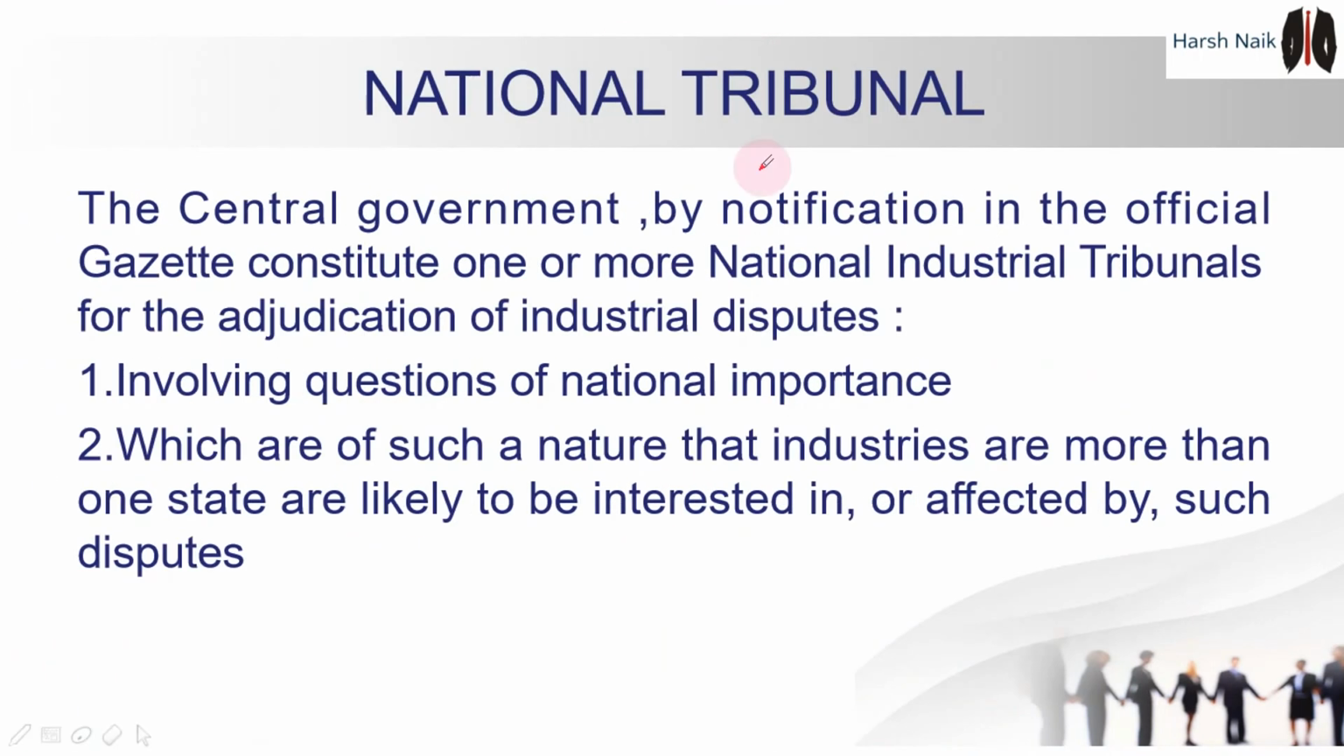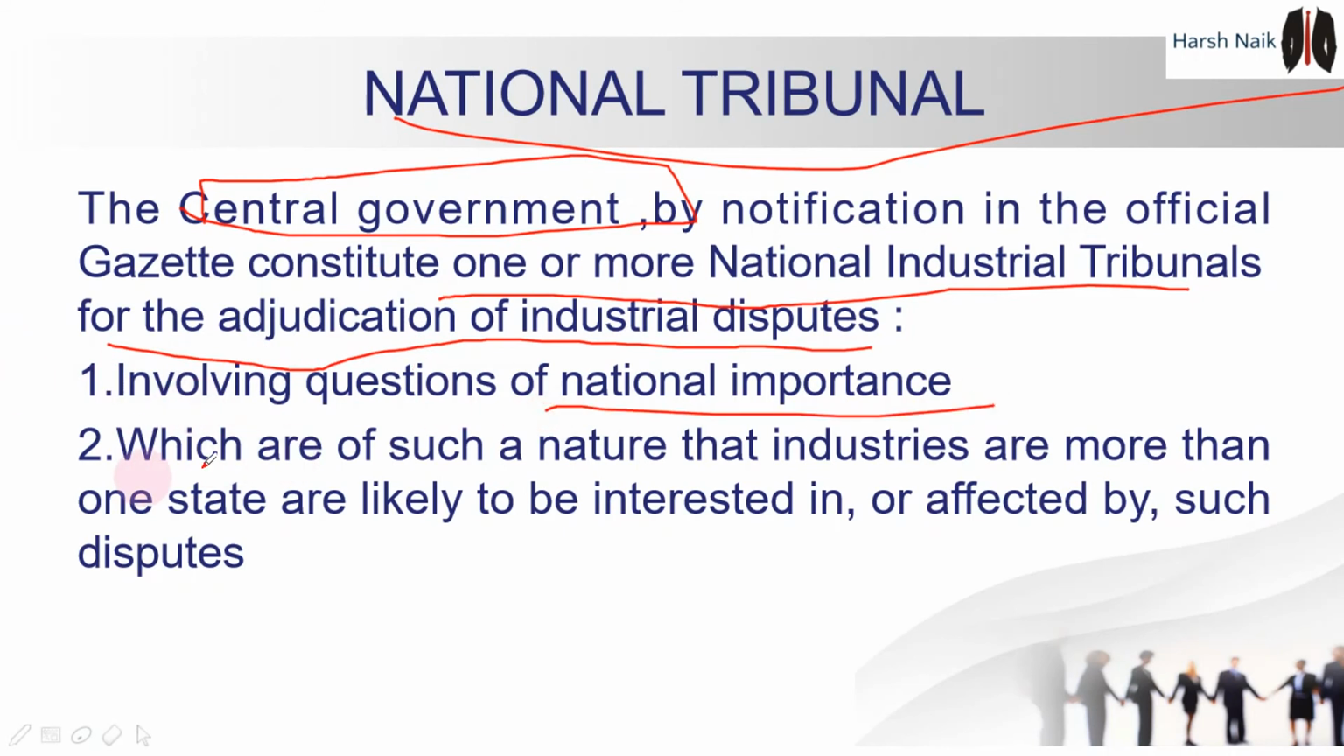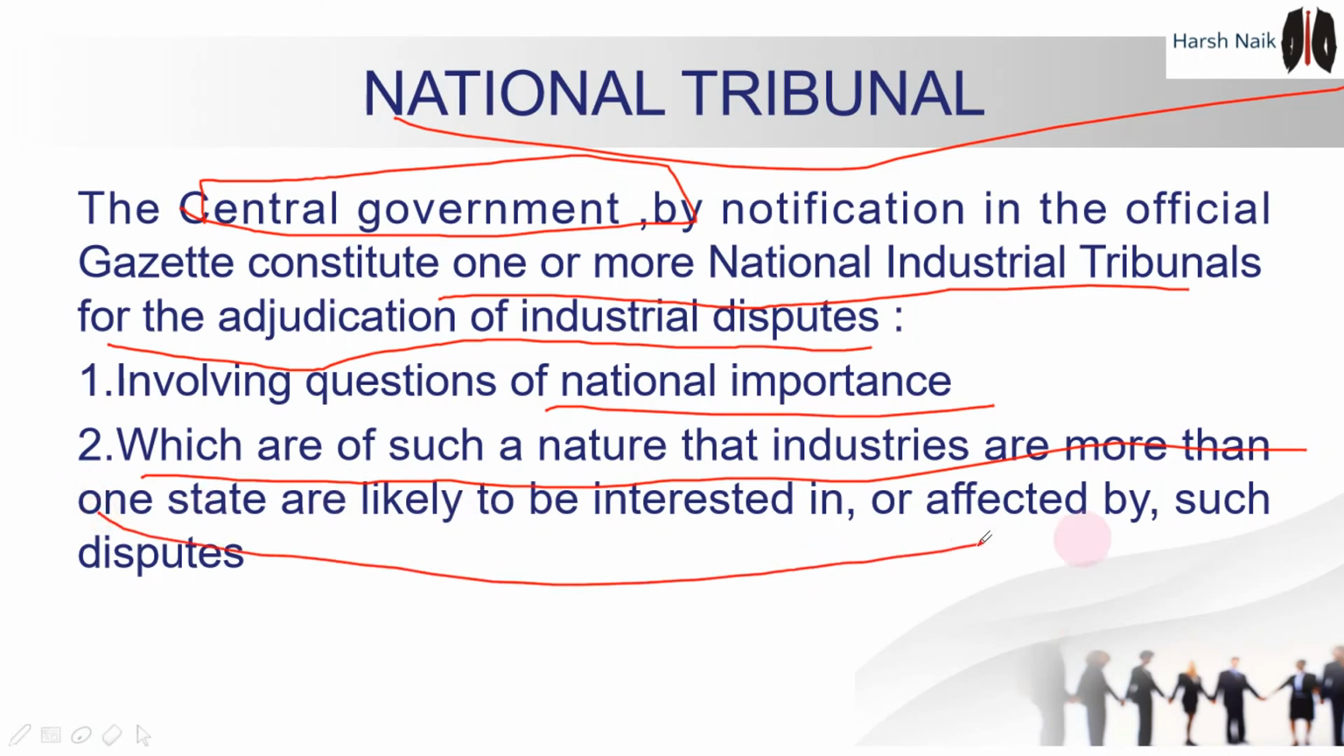Now if you go to a still higher level, then it will be a national tribunal. Basically it comes under the central government. By notification in the official gazette, it constitutes one or more national industrial tribunals for the adjudication of industrial disputes. Basically it involves questions of national importance, which are of such a nature that industries in more than one state are likely to be interested in or affected by them. So if the dispute is at a higher level, or if it is affecting a larger number of people or more industries from other states also, then it will be a case for the national tribunal, right?